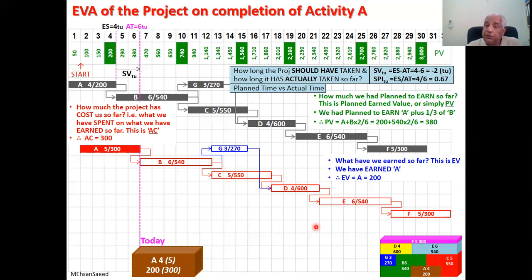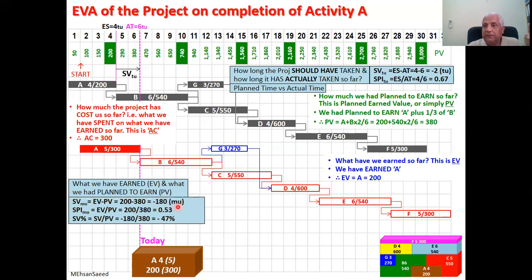What we have earned is 200. And what we had planned to earn, 380. So we have earned far less than what we had planned to earn, so we are behind time. This is referred to as schedule variance. And here, because we are considering monetary units only, we suffix it MU, monetary units. It is a comparison between EV and PV, EV versus PV. If we subtract, we get minus 180.